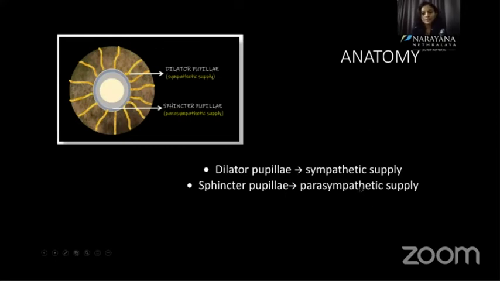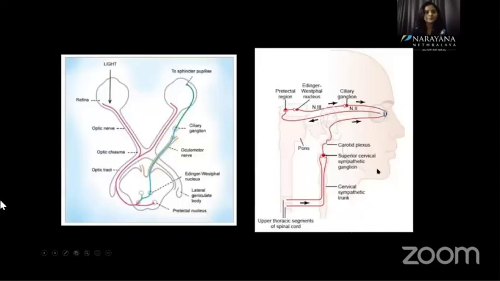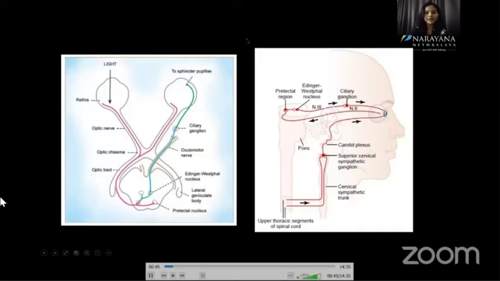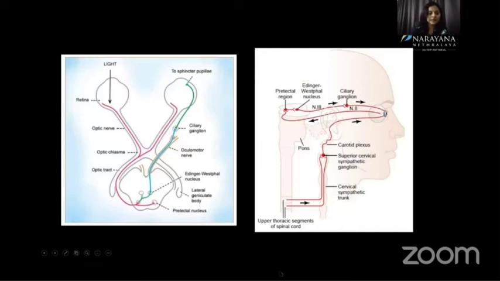Dilator pupillae muscles are supplied by the sympathetic nerves, whereas the sphincter pupillae is supplied by the parasympathetic. So this is the dilator pupillae muscles. They're radially oriented, and the sphincter pupillae, which is around the pupil, is circularly oriented. So parasympathetic and the sympathetic supply here.